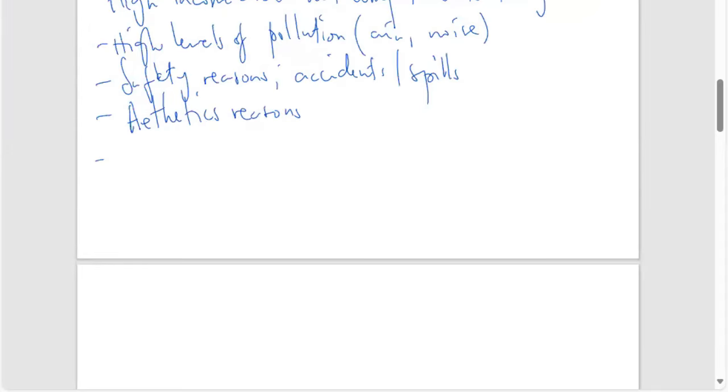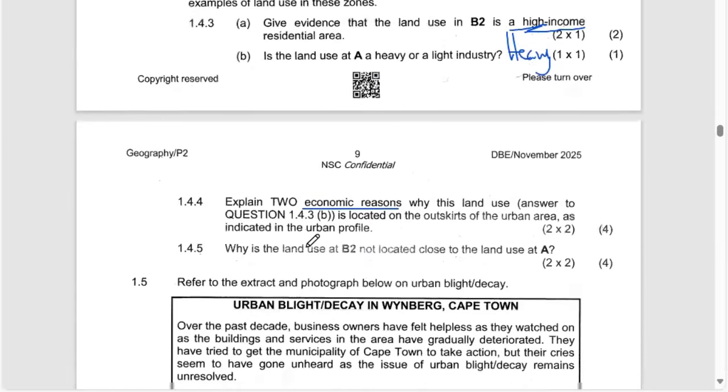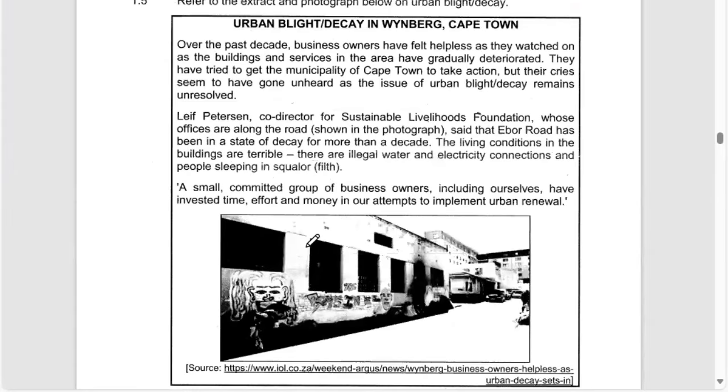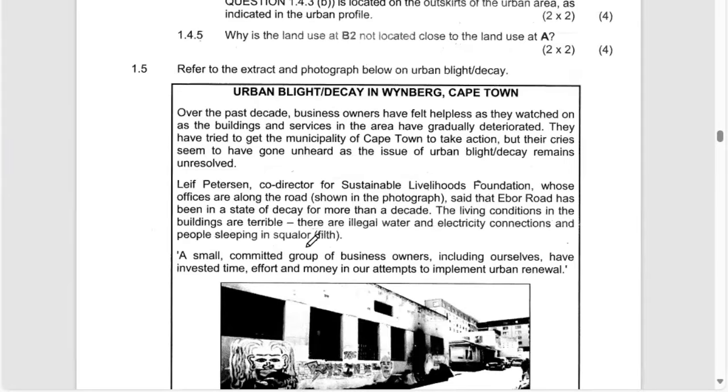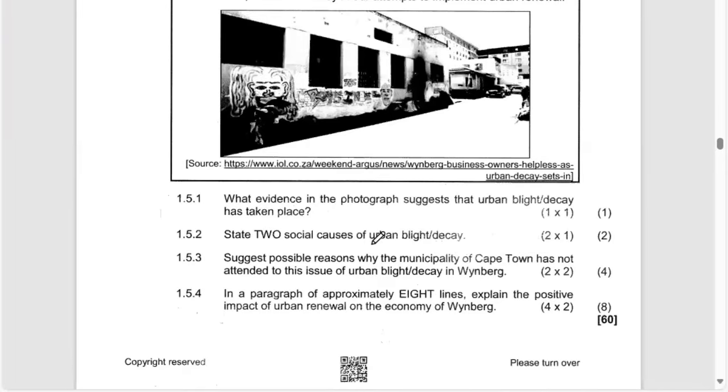Right. Then we check the next question. The next question, question number 1.5, is giving us an insight into the problem of urban blight or urban decay in Windhoek, Cape Town. We are not going to go through the text, but we're going to try to highlight the questions. Right. What evidence in the photograph suggests that urban blight or decay has taken place? What you can see there as evidence, we're going to highlight what you can see, visible evidence.